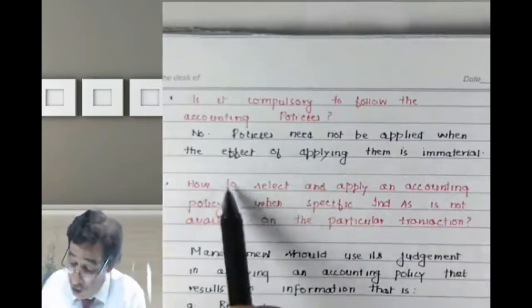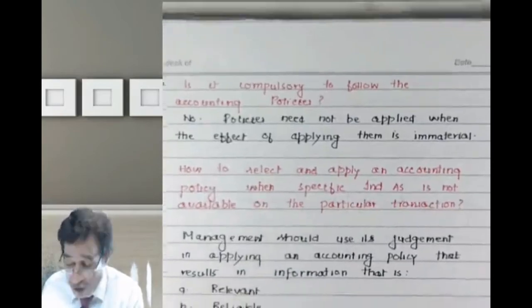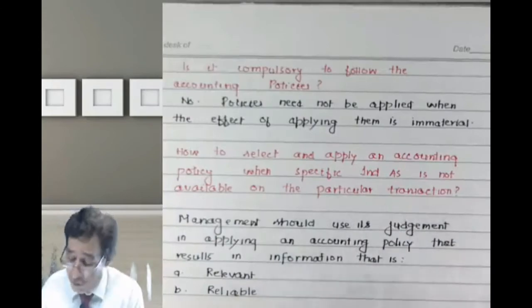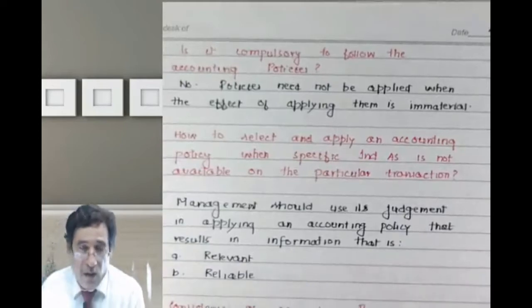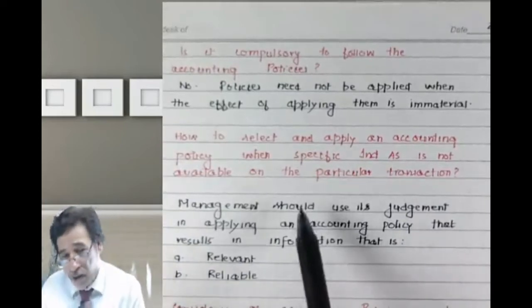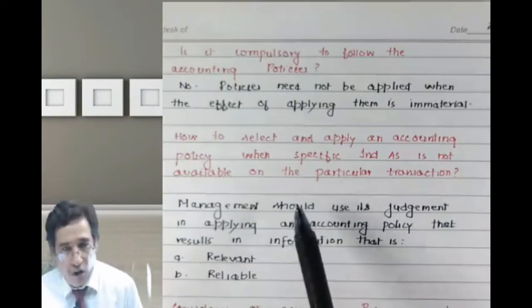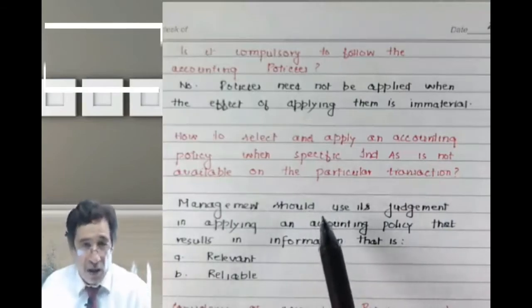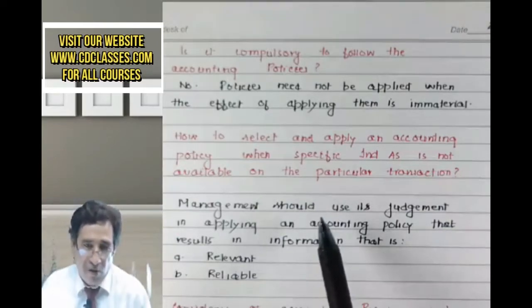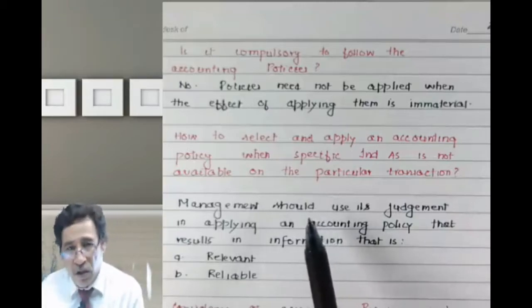Then the next point is how to select and apply an accounting policy when a specific Ind AS is not available on a particular transaction. Suppose you come across a particular transaction, correct? Now, let us say there is no particular Ind AS right now, because Ind AS are still in the developing phase. A lot of work is still going on, and that's why we are seeing Ind AS getting replaced. For example, recently Ind AS 17 has been replaced by Ind AS 116. So lots of revision work is still going on. It is not yet foolproof.